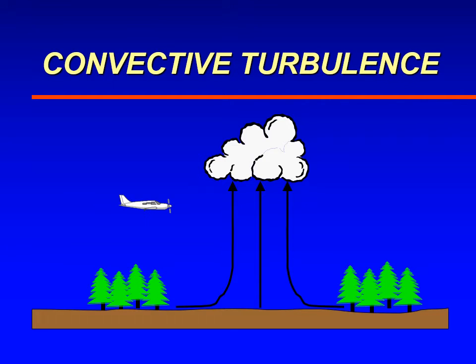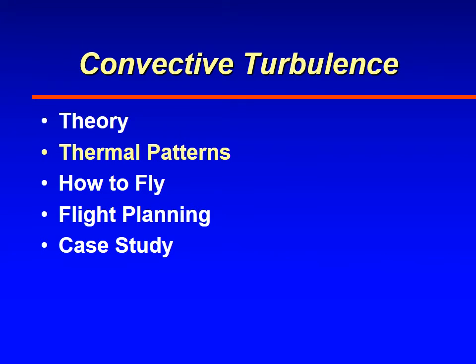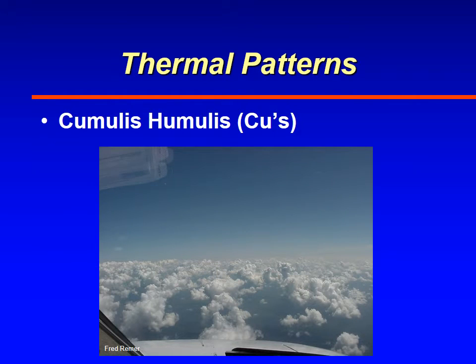This is our fourth video on convective turbulence. And in this video, we're going to look for ways to identify convective turbulence by looking for thermal patterns. One of the most obvious thermal patterns is cumulus clouds. If you see cumulus clouds, then you've got thermals.